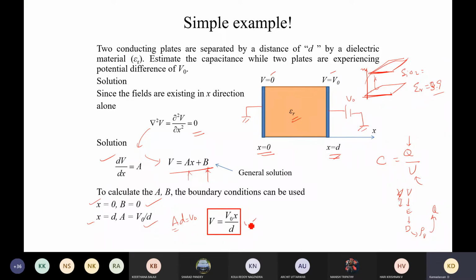So the potential we got. The potential is going from 0 to V naught, gradually increasing. And it is going at the rate of V naught by d along the x direction. In fact, one can say that this rate of change is nothing but the electric field. That is why people used to say the electric field is nothing but the potential divided by the separation length d, like that.